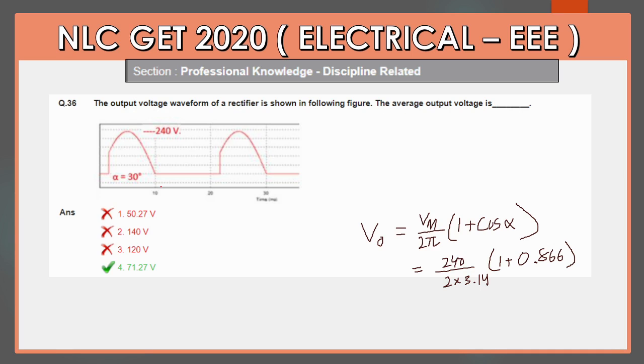Coming to the next question, it is saying the output voltage waveform of a rectifier is shown in the figure. The average output voltage is. So we know in case of an SCR rectifier, this is the output voltage equation. V0 equal to Vm by 2 pi into (1 plus cos alpha). What is alpha here? Alpha is 30 degrees. If you put all the values, this will be the answer. Last option.